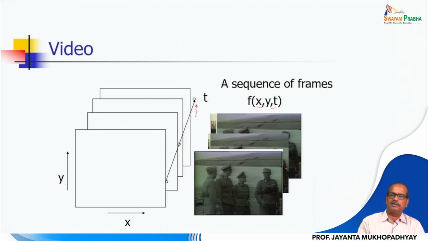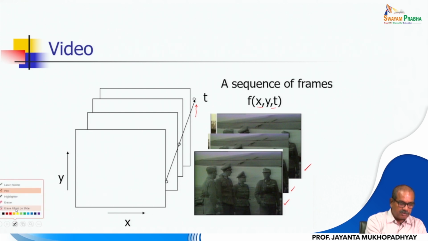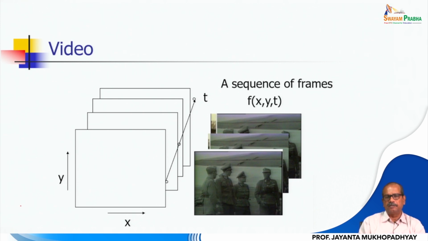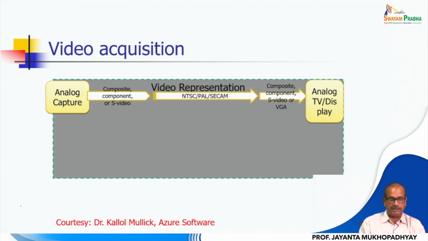One of the features is that as it is a sequence of frames, there will be a lot of temporal correlations between the frames. Between this image and the adjacent images, there will be many things which are very much related or common. Many static objects and backgrounds may be common. Those are the characteristics one should keep in mind while processing a video.